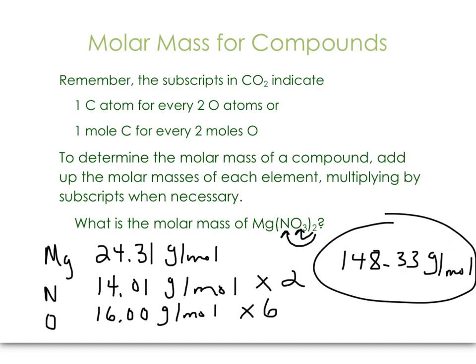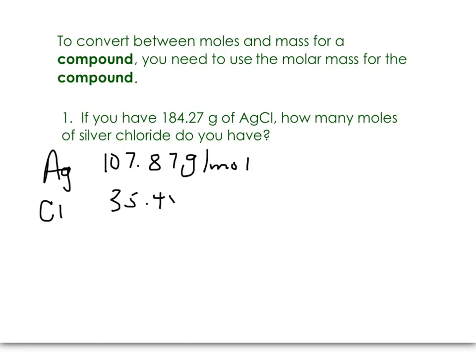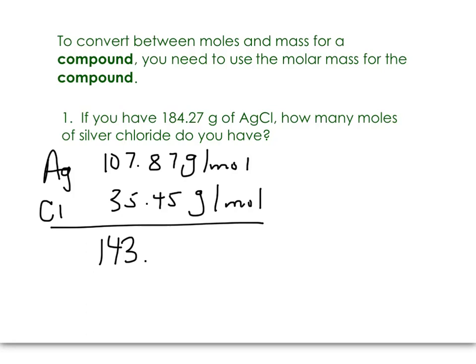Now that we know how to find molar masses for compounds, we can convert back and forth between grams and moles for compounds. So if you have 184.27 grams of silver chloride, a compound, we can determine how many moles of silver chloride we have by using the molar mass for silver chloride. Silver's molar mass is 107.87 grams per mole, and there's only one of them. And for the chlorine, 35.45 grams per mole is the molar mass. If we add that together, we get 143.32 grams per mole. That is the mass of one mole of silver chloride.